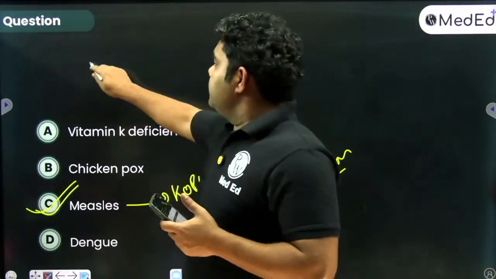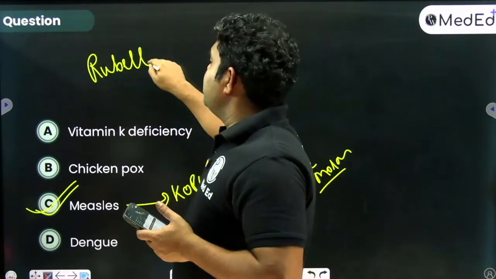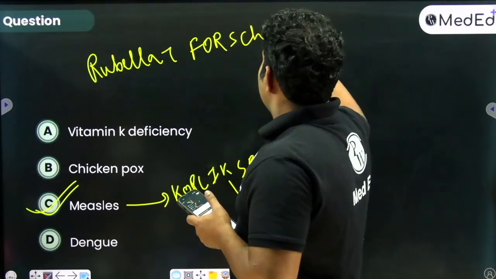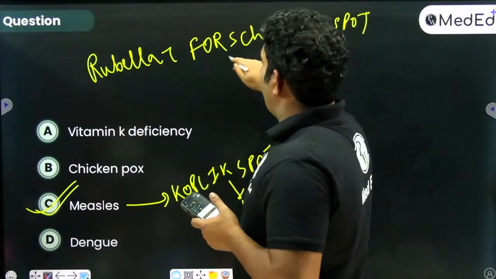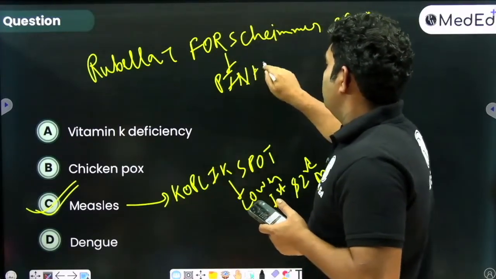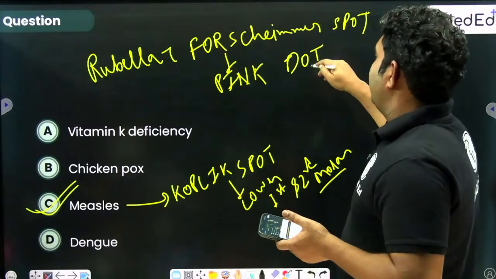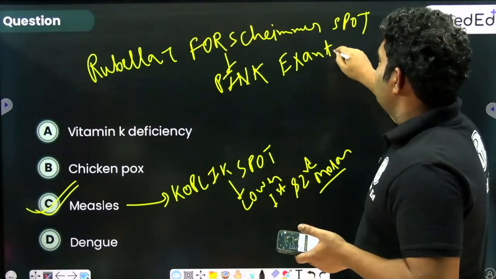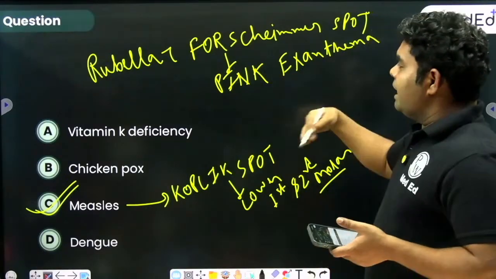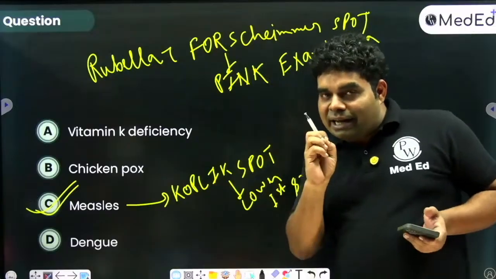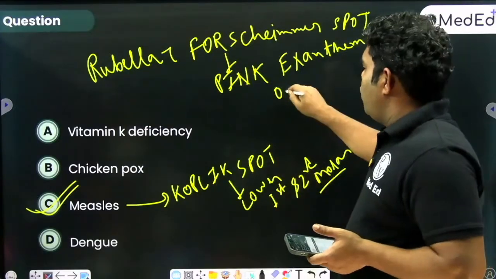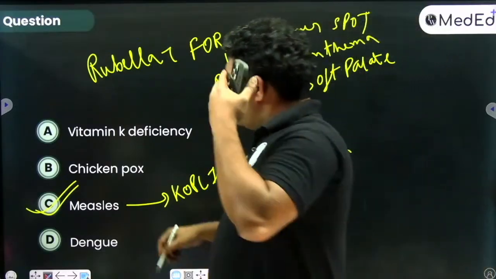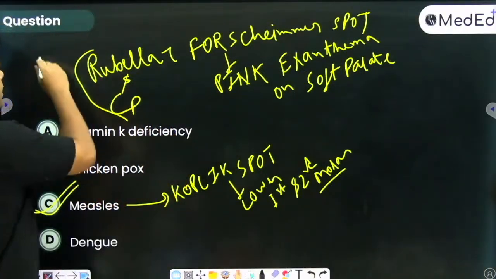And if it is rubella, in rubella the pathognomonic sign is Forchheimer spot. This Forchheimer spot is a pink dot on the soft palate. Okay, pink exanthema, actually not dot, pink exanthema. Exanthema means when the skin is gone, the pinkish glow that comes is called pink exanthema. When the mucosal layer is gone then it is exanthema, pink exanthema, on the soft palate. So this is characteristic of rubella, and remember rubella and chickenpox, they are dry fever.